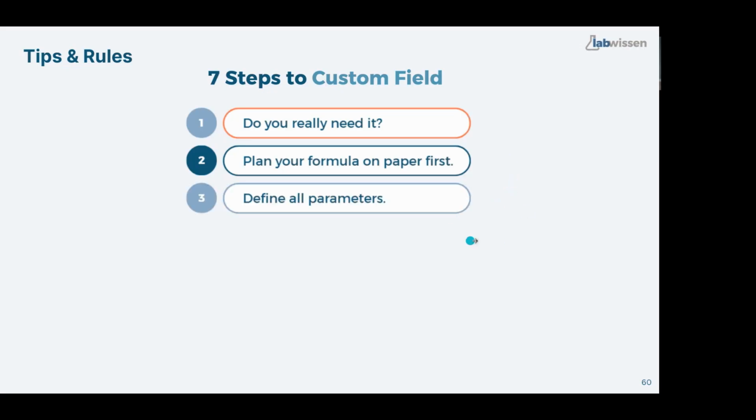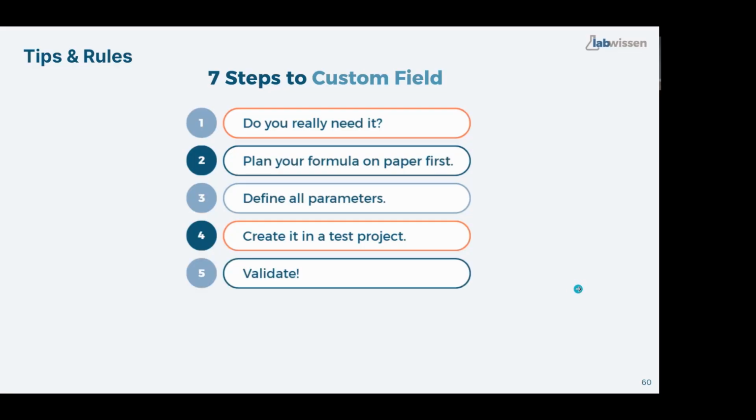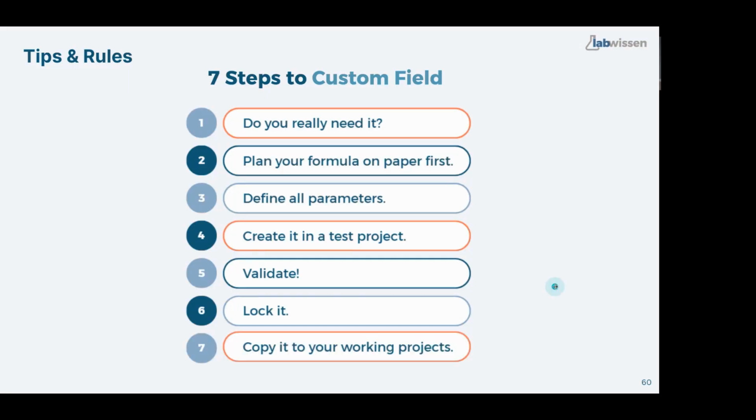Then define all parameters: do I need to calculate it only for standards, only for unknowns, what are my field types, data types, and so on. Create it in a test project. That's what I have said many times already: never do it in your working projects. You don't want someone to report custom fields that have not been validated in your real data. Then validate. Validate means you check that this custom field works properly under all conditions. And lock it, so nobody modifies it. And the last step: copy it to your working projects.